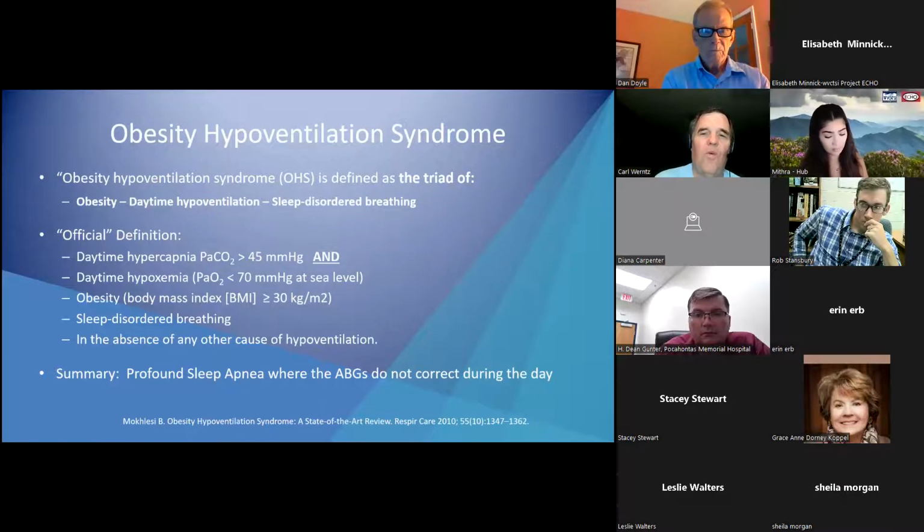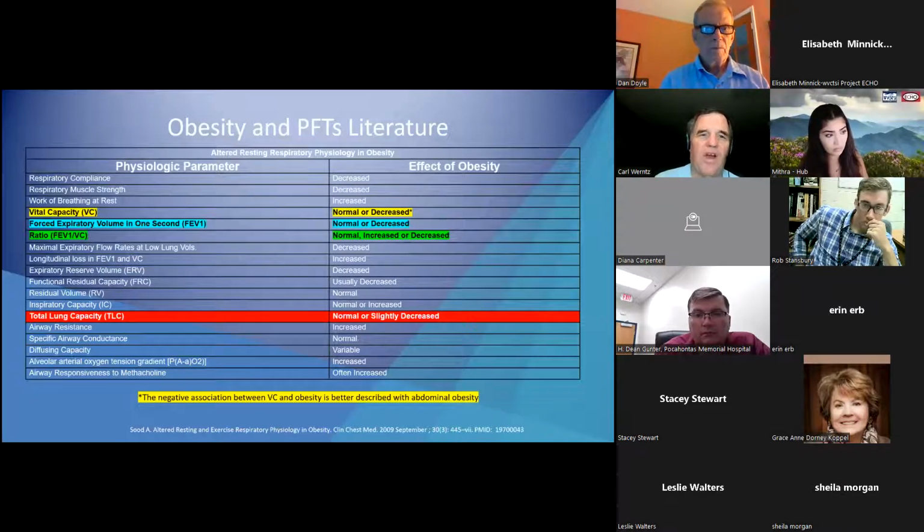So I went into the literature and looked to see what I could find as far as reviews and data on the impacts of obesity on spirometry. If you follow some of the other black lung people, Ash K. Sood was the author of this article and several others on this topic. This is kind of a meta-analysis of what the literature shows, and in the ones I've highlighted, you'll notice that the vital capacity may be normal or slightly decreased.